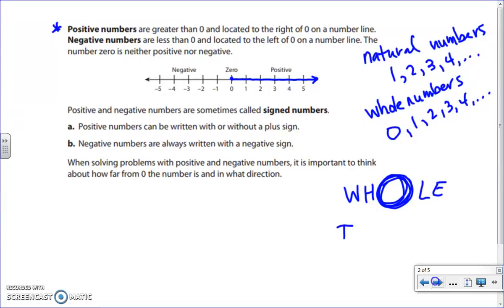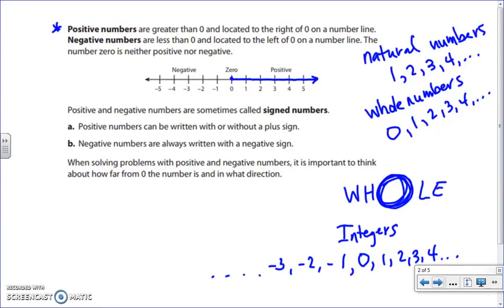Then we have what we call integers. Those are all the numbers greater than 0 that are whole numbers or counting numbers, and all the numbers below 0 forever and ever. That are no decimals, no fractions, just the whole numbers that are positive or negative.